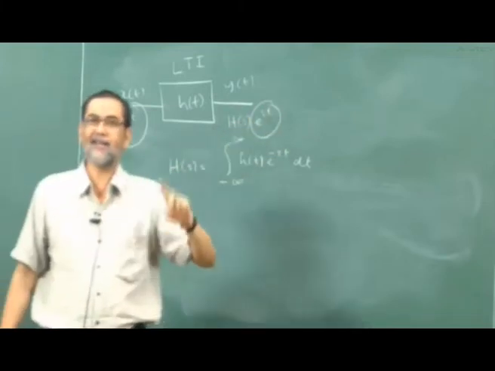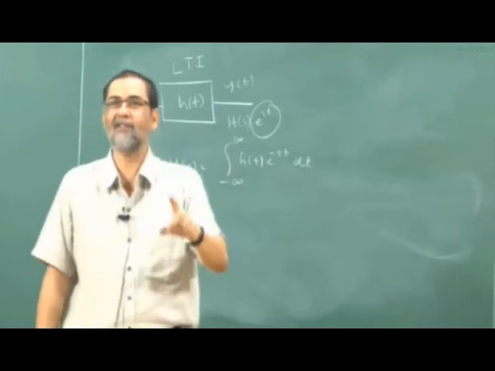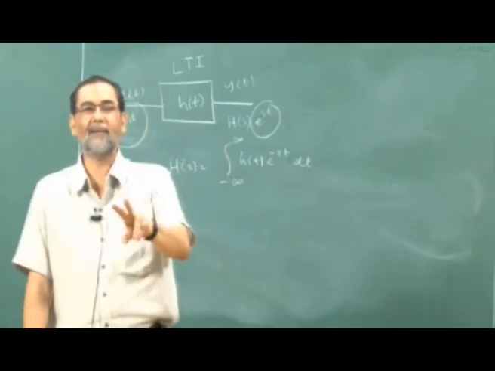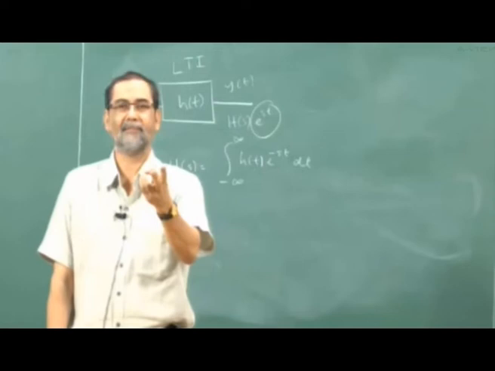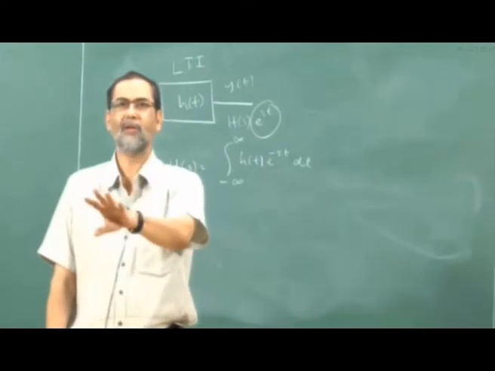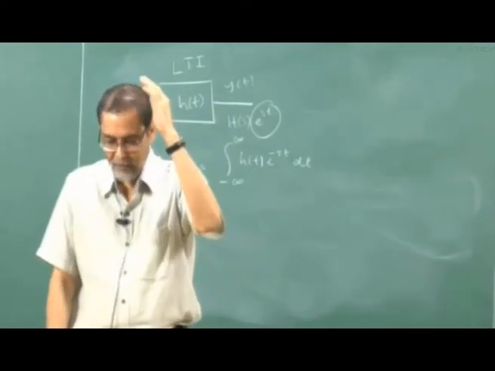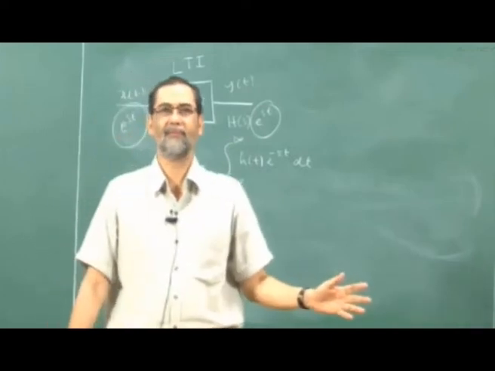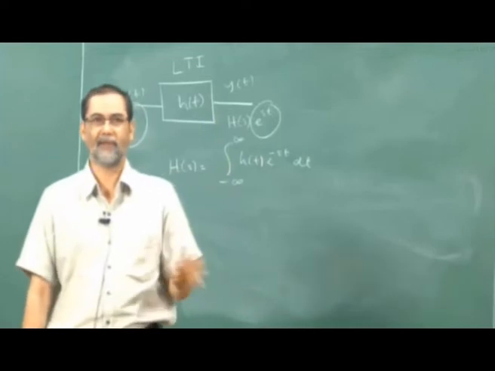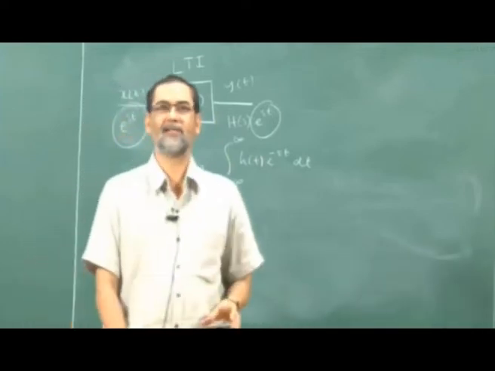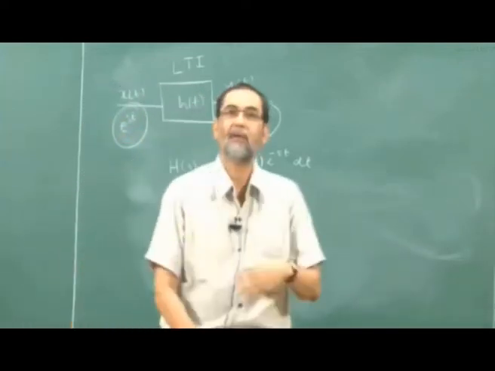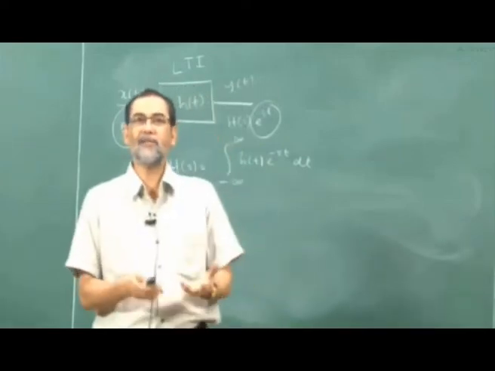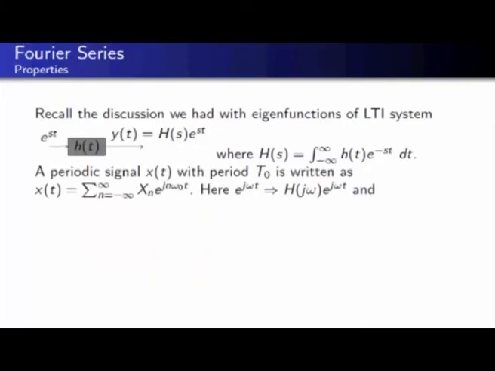So for the LTI system, when I feed in a certain frequency, the output can only be one of two possibilities. It can be 0, or it has to be the same frequency with arbitrary amplitude. No third possibility. That's the good thing about an LTI system. Okay, so in this context, what is the importance of the Fourier series?